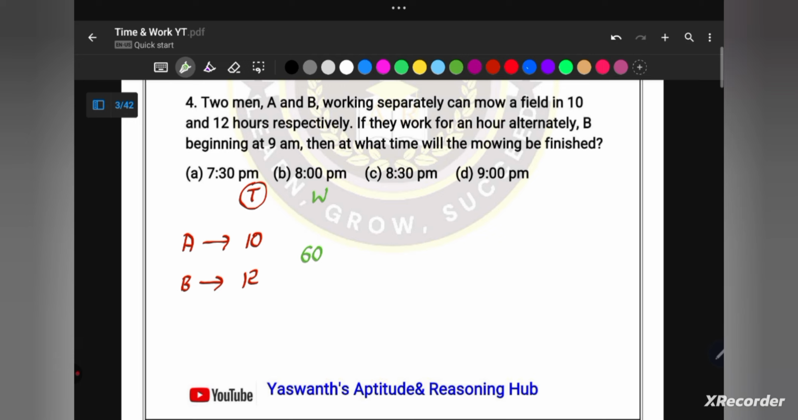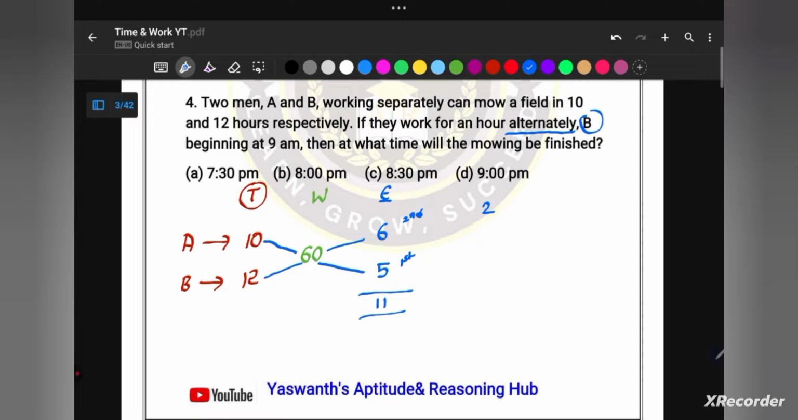So next, what is the step? We'll be finding the individual efficiency. How will we find it? Work by time. So it will be 60 by 10, which is 6. Coming to B, 60 by 12, it will be 5 units per hour. Now in the question, they are not working together, they are working alternately. Starting with B here, on the first hour B will be working, on the second hour A will be working. That will be repeating the pattern every 2 hours. So how much for 2 hours? It will be 5 plus 6, which is 11.